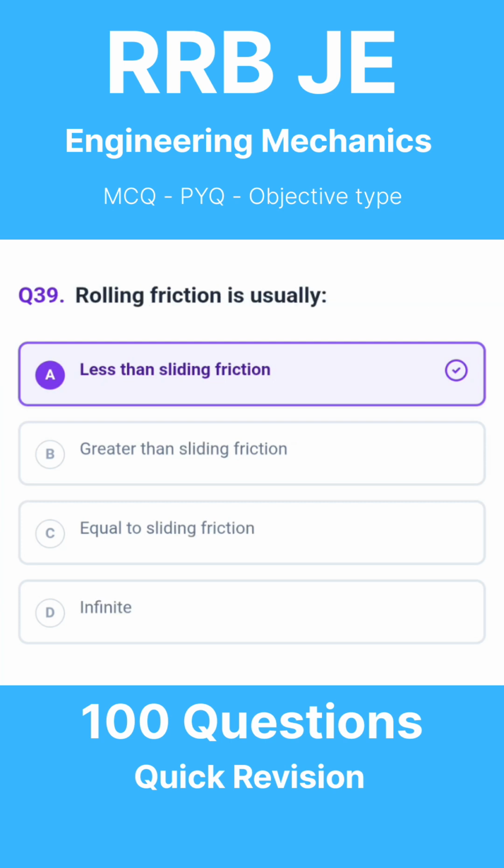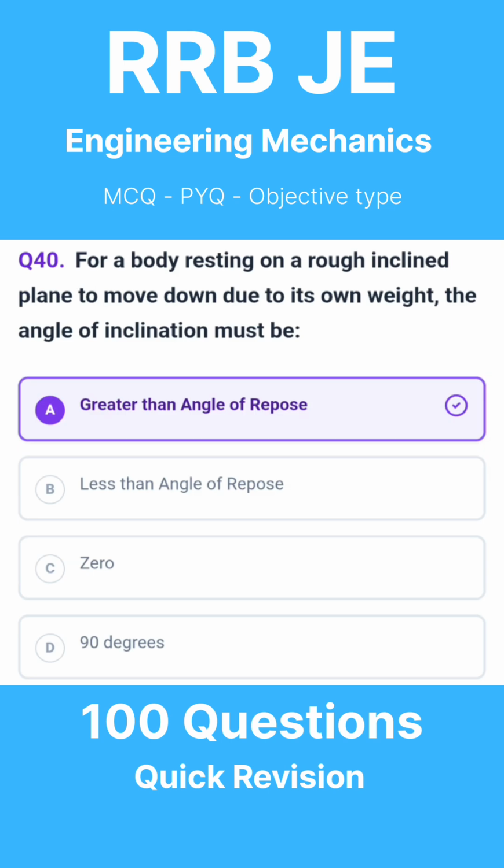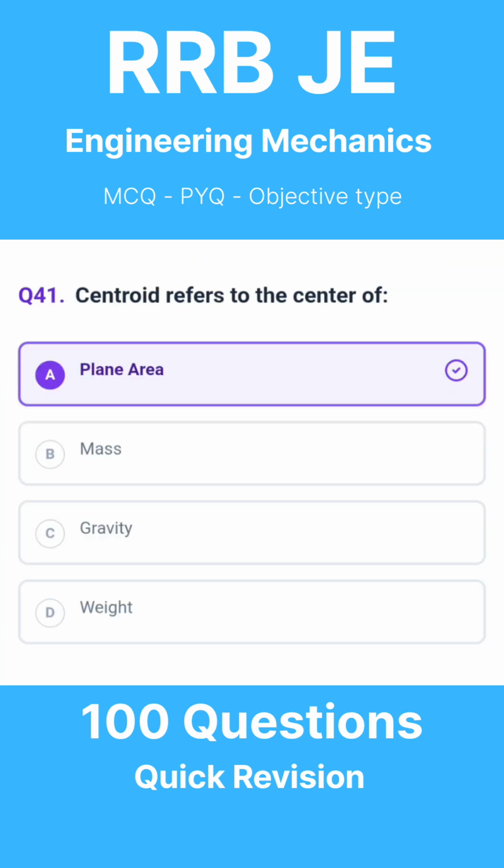Question 39. Rolling friction is usually. The correct answer is less than sliding friction. Question 40. For a body resting on a rough inclined plane to move down due to its own weight, the angle of inclination must be. The correct answer is greater than angle of repose. Question 41. Centroid refers to the center of. The correct answer is plane area.